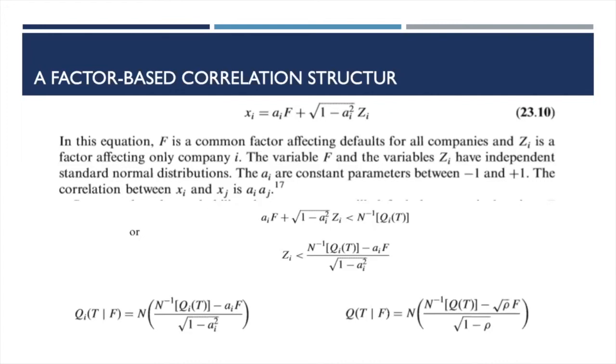And a particular case of the one-factor Gaussian copula model is where the probability distributions of default are the same for all i, and the correlation between xi and xj is the same for all i and j. In this case, we have to use the second formula that we can see in the presentation.